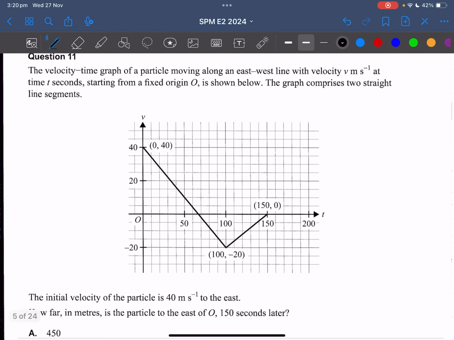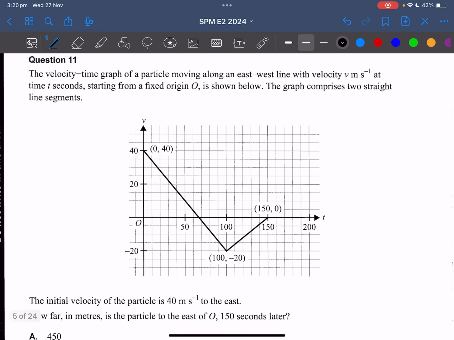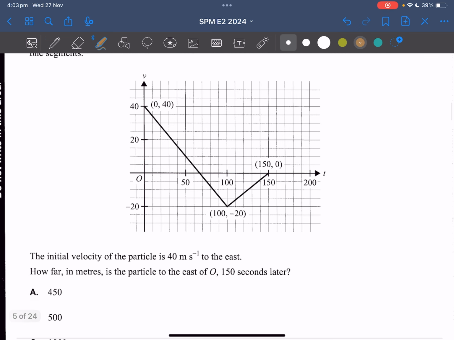So we are given the velocity time graph, and how do I connect velocity time graph with displacement? Well, the area under the graph is going to be the displacement, right? Okay, so let us calculate the area. We will make sure that we calculate the signed area and not the total area.